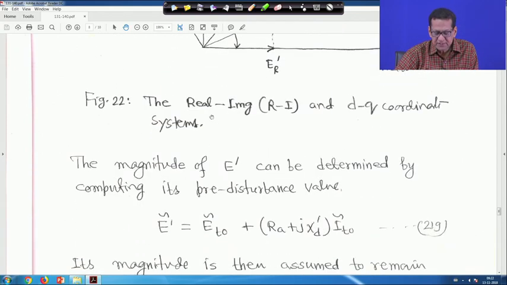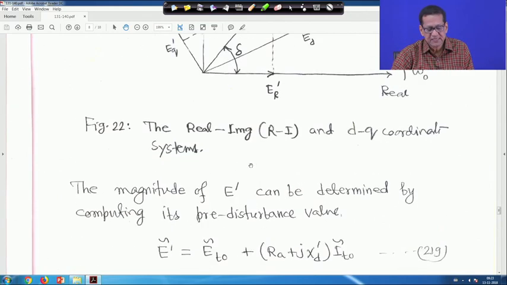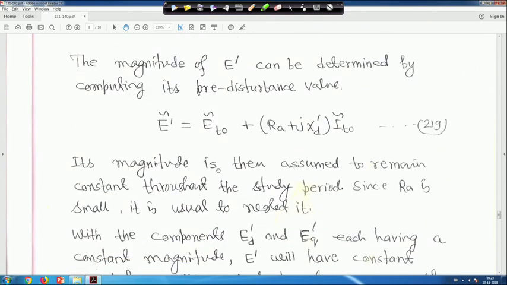The magnitude of E dash can be determined by computing its pre-disturbance value, if you know the initial values. Therefore, E dash tilde is equal to E t 0 tilde plus in bracket R A plus j X d dash into I t 0 tilde. This is equation 219. It can be calculated if you know the pre-disturbance value. Its magnitude is then assumed to remain constant throughout the study period, for the sake of simplicity.